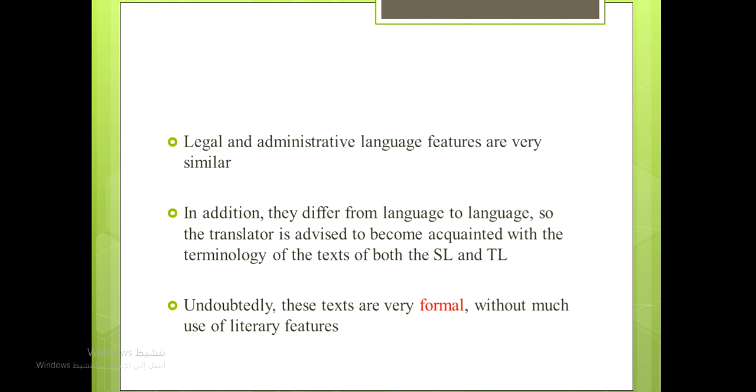So the translator is advised. Here I'm talking at this point about the administrative itself. Administrative texts differ from one language to another, so the translator is advised to be acquainted with the terminology of the text in both the source and target language. Undoubtedly, these texts are very formal, without much use of literary features.